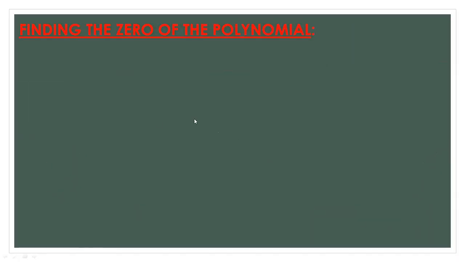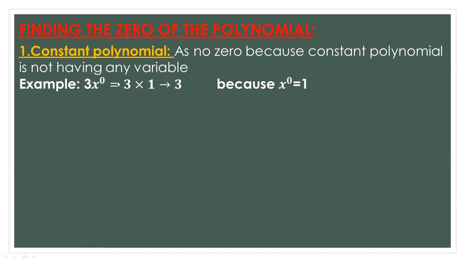Okay, students. So next, we want to study one more point here: finding the zeros of the polynomial. It means the value which we substitute in the given polynomial so that the polynomial becomes 0. That value, how are we going to find it? So let me tell you about the polynomials here.